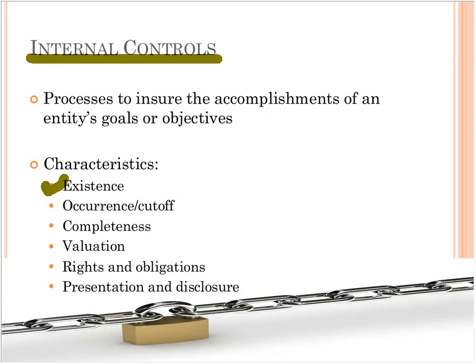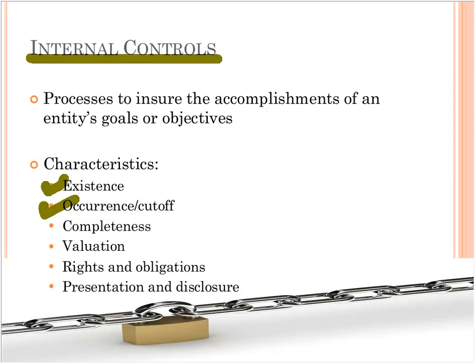For example, if you had cash on the financial statements, the auditor is attesting and the internal controls are in place to ensure that you actually had cash, or buildings, that you actually had buildings, that the buildings were actually there, that they actually existed. This is the most basic level characteristic. A second is occurrence or cutoff.